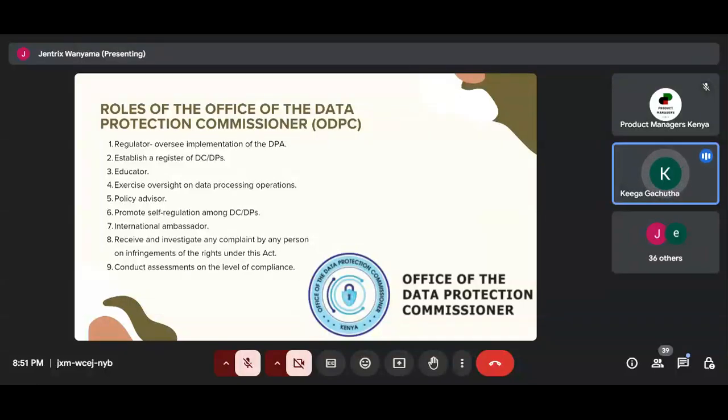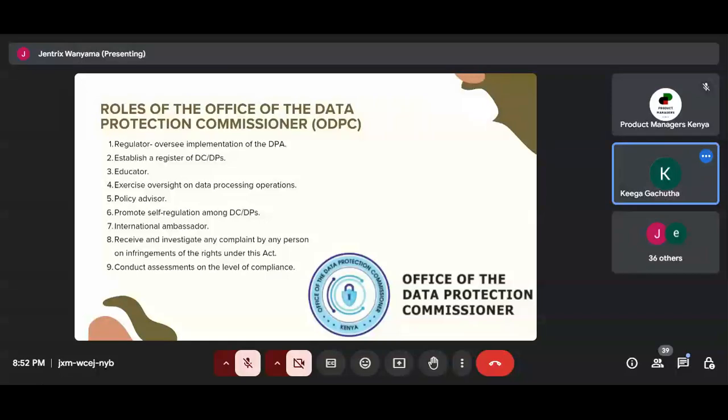Perfect. So there's a person that we have kept mentioning, which is the Office of the Data Protection Commissioner. As we speak, it is headed by a chairperson, Emmanuel Kasait. Essentially, the powers that the ODPC have are the ones detailed below. They are a regulator, implying that they oversee implementation of the DPA. They also have an obligation of registering data controllers and data processors.